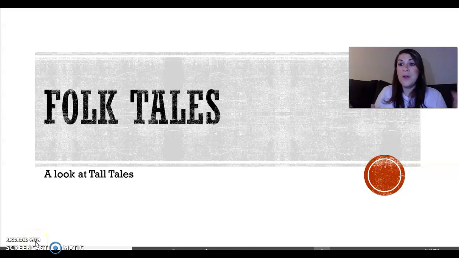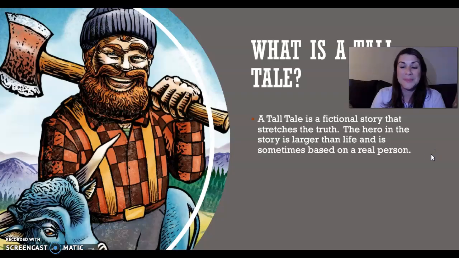So tall tales fall under that umbrella of folk tales. And if you remember from last week, I told you that both fairy tales and fables fall under that umbrella of folk tales, and so do tall tales. So let's find out exactly what a tall tale is. Let's take a look. So what is a tall tale? A tall tale is a fictional story that stretches the truth. The hero in the story is larger than life and is sometimes based on a real person.